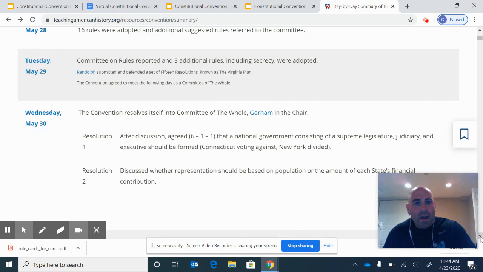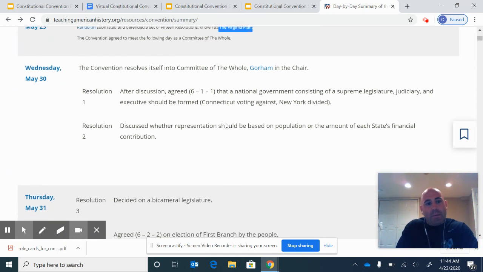So on May 29th, they set the groundwork, and the Virginia Plan gets introduced. The Virginia Plan was written by James Madison. It's all done before they even show up. He's prepared to write a whole new document, and it's read aloud by Edmund Randolph. And then they start debating.